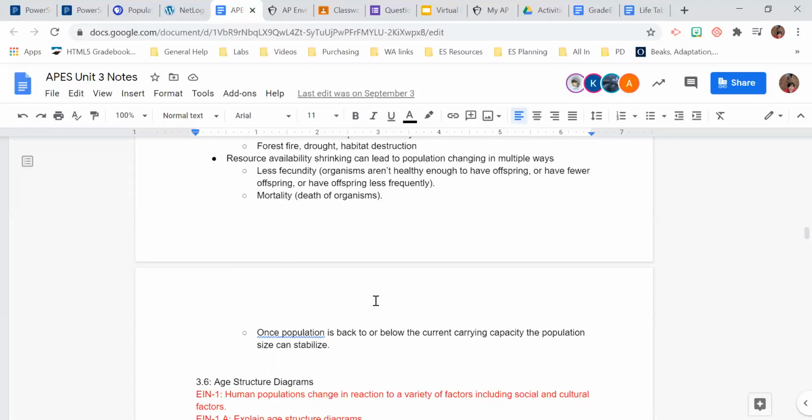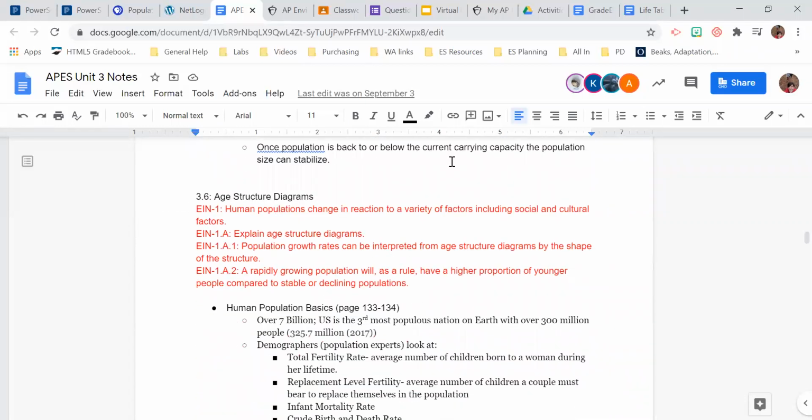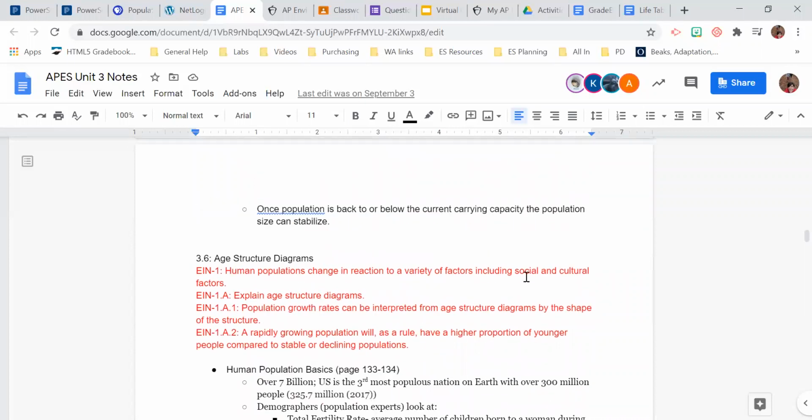So that's all we're going to talk about today. In 3.6, it's going to move on to human population stuff. So that's where we're going to start next week. This week, we're going to be dealing with all maths and graphs and kind of reinforcing what we've learned so far.